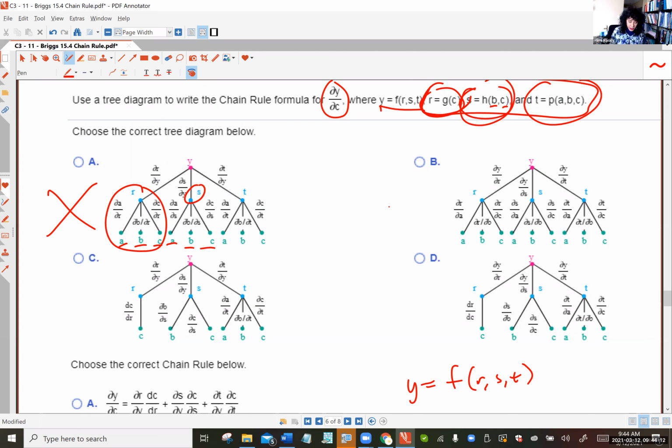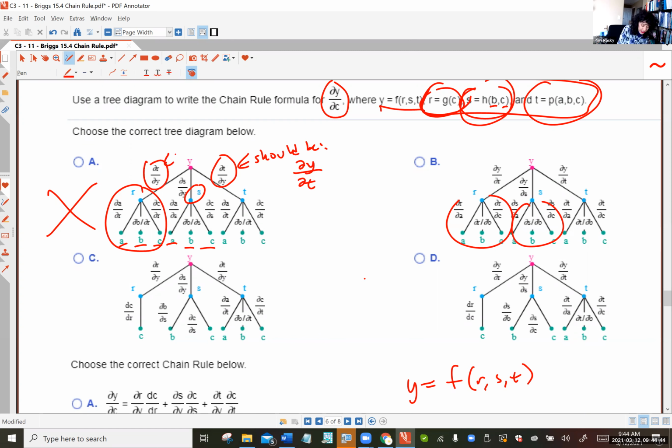All right, let's take a look at letter B. Once again, this can't be right, because we've got r a function of three variables, so that's wrong. And we've got s a function of three variables, so that's wrong. The other thing that would be wrong, now let's just see here, dy/dt. Oh, I wanted to mention that this right here is incorrect notation. This should be dy/dt. They have it upside down.